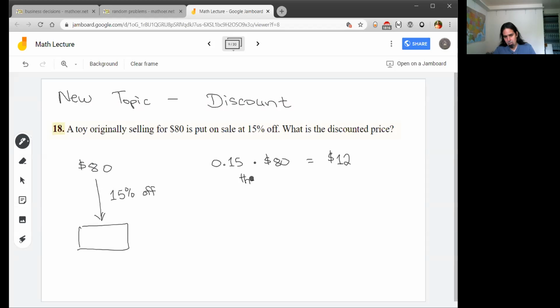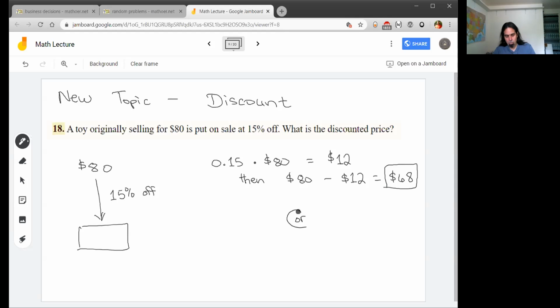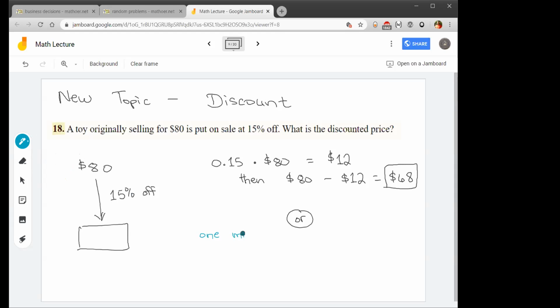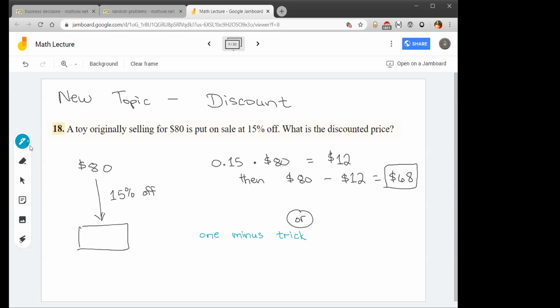Then 68. Or if you wanted the 1 minus trick, yeah, I'm not very partial to that one. I'm going to make you look at it anyway. I know what's coming up and you don't.